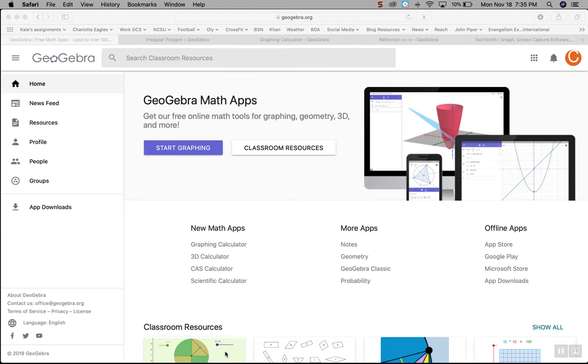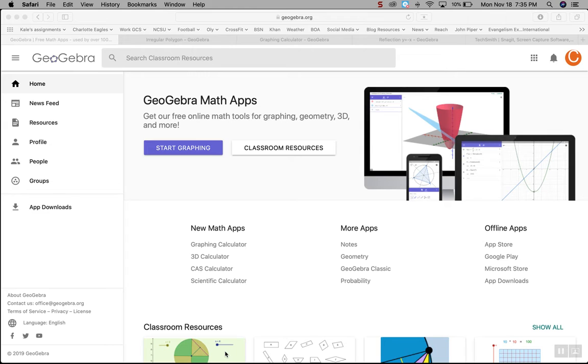Hi class, today we're going to look at standard NC.8.G.2, which is the use of transformations to define congruency. We're going to verify experimentally the properties of rotations and reflections that create congruent figures, and congruent meaning same size and shape. During the screencast, we're going to construct an irregular polygon and label its vertices.